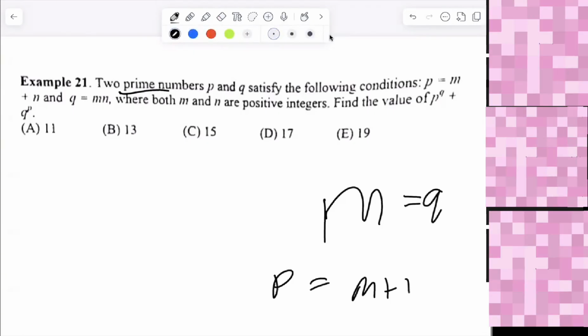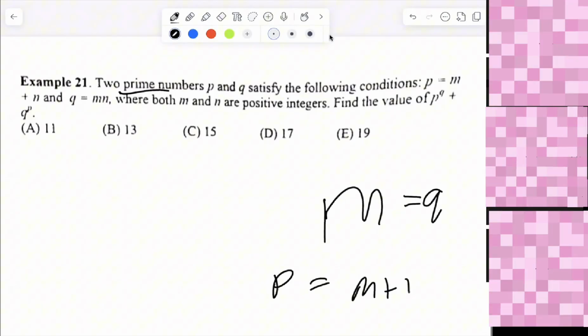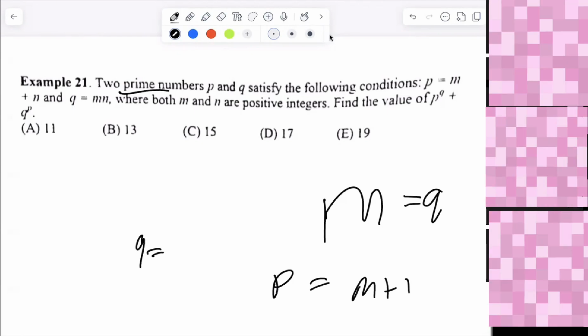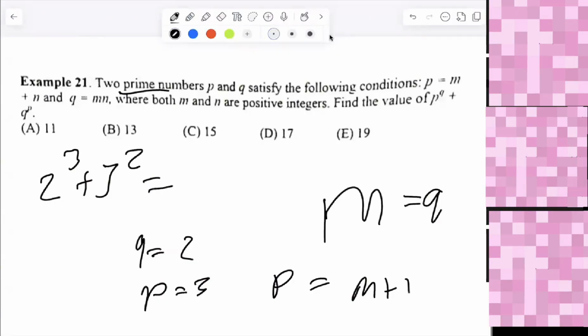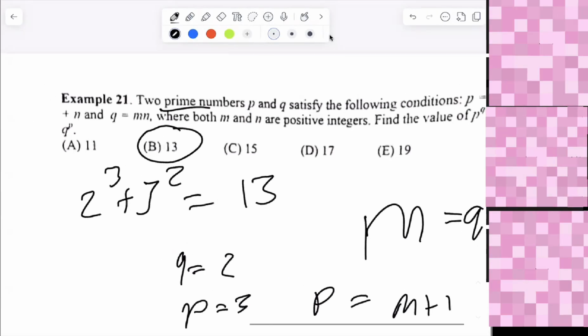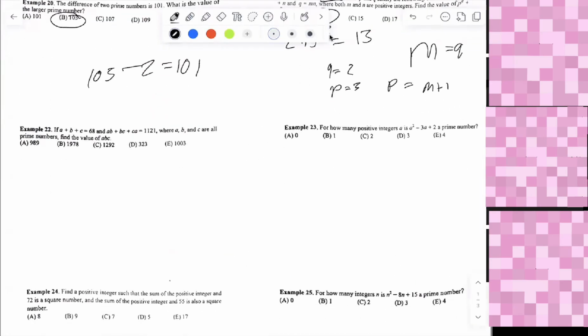So there's just one more. And there's only one pair of prime numbers that are a distance of 1 apart, which is Q equals 2, P equals 3. So this simplifies down to 2 to the 3 plus 3 squared, or 13, as our final answer, or B. Now let's move on to example 22.